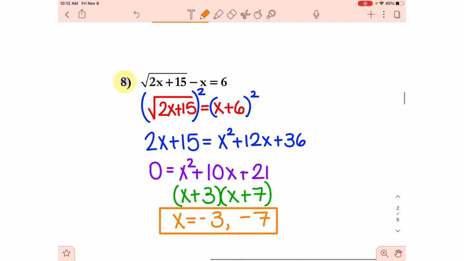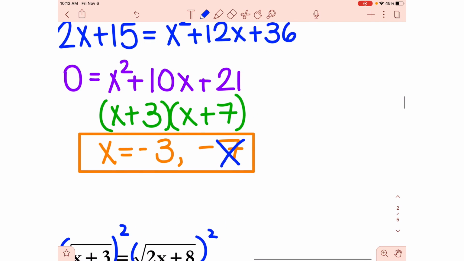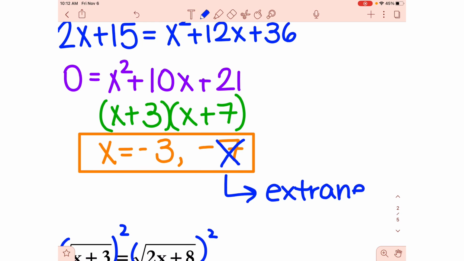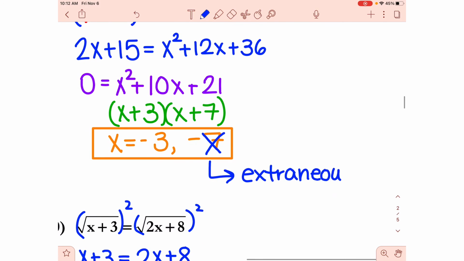However, when I plug in negative 7, my calculator is actually going to give me an answer of 8 when I plug in the negative 7 to the left side, which means negative 7 is extraneous, so it does not work. And that means that the only answer for this problem is negative 3.